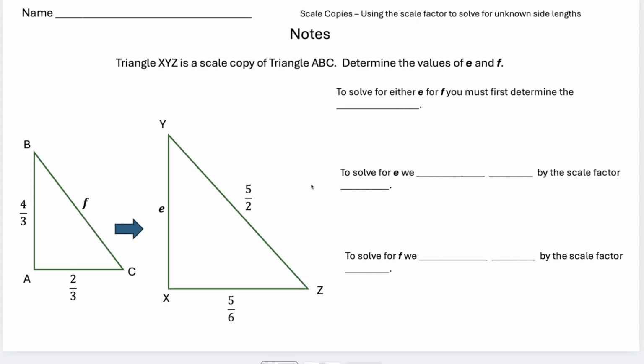Everybody, Dr. Nelson here. This is an interactive video lesson about scale copies, and more particularly, using scale factor to solve for unknown side lengths of scale copies.